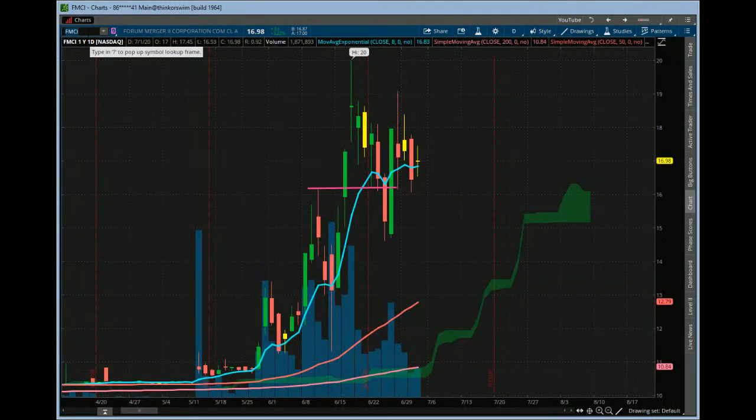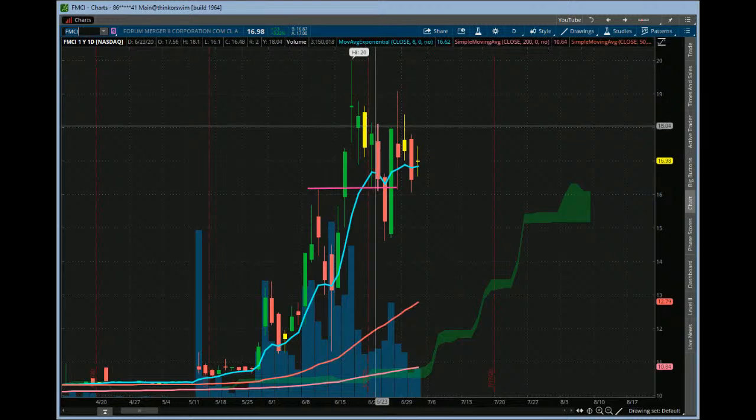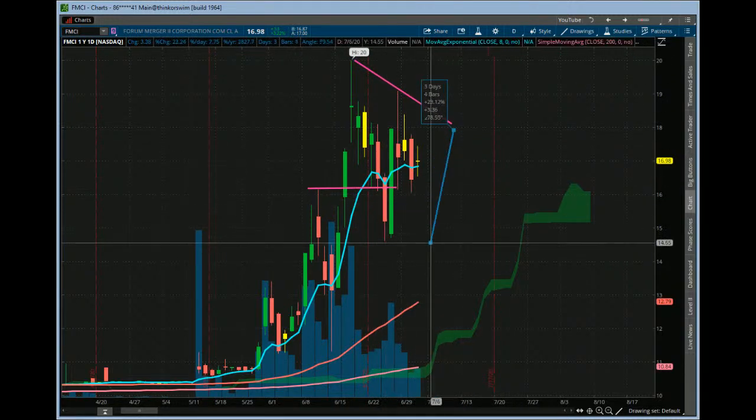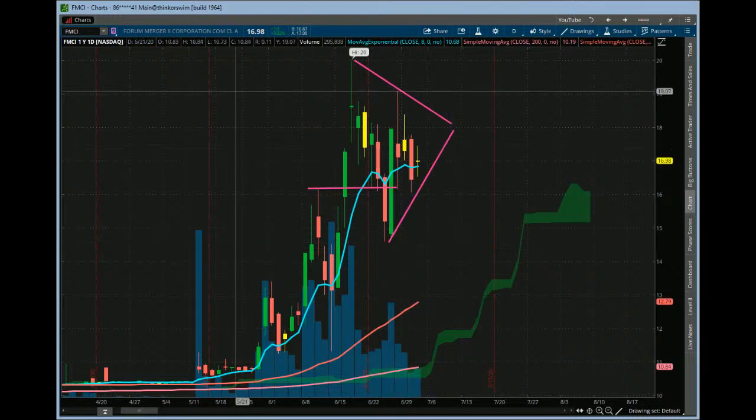FMCI. Big move there. Again, this one's hanging in there a little bit better than the other ones. So, a little bit of a triangle type move right here. So see how that holds, and it's getting tight in there with an inside doji candle.